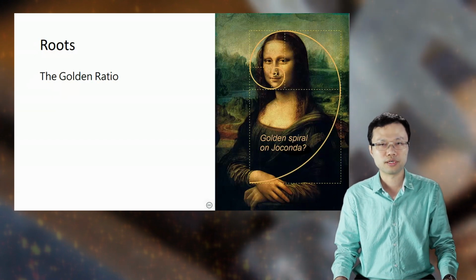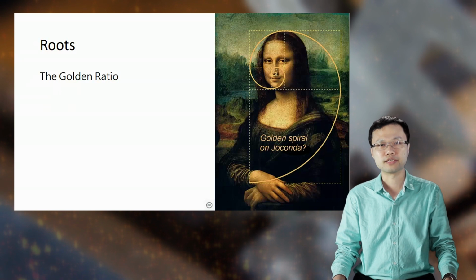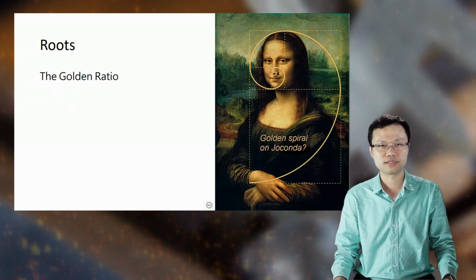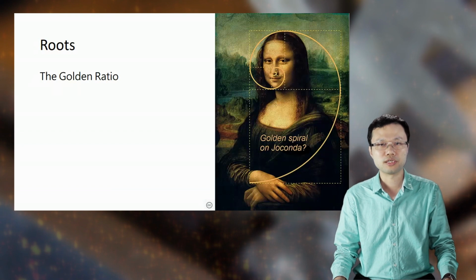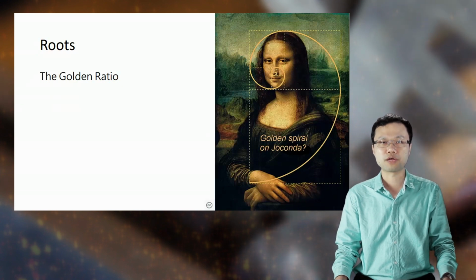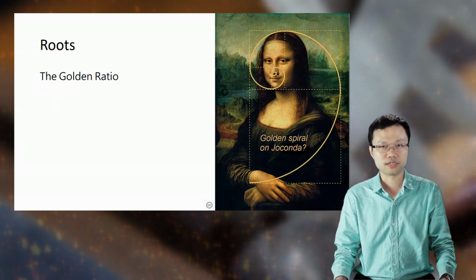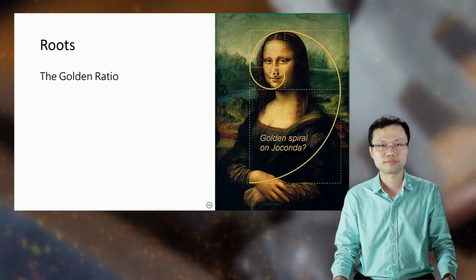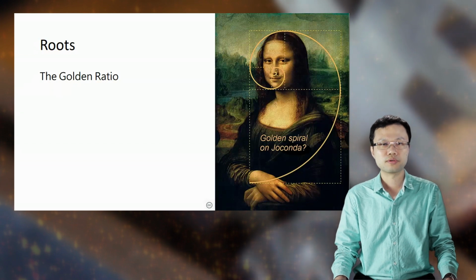An example is the famous portrait painting La Gioconda by Leonardo da Vinci. The composition of this painting is found to fit the spiral of the golden ratio, called the golden spiral. We think this portrait is full of beauty, don't we? So, what is the golden ratio?